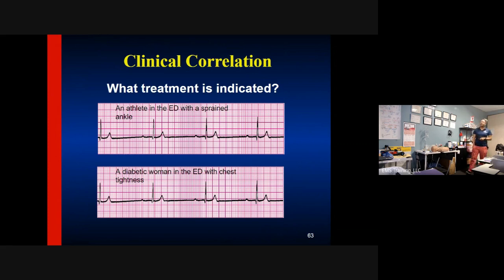So an athlete in the ED with this bradycardia rhythm, with this first degree heart block, probably going to do nothing. But if it's a diabetic woman in the ED with chest pain, definitely going to do something. Probably call cardiology, get a cardiology consult, get a 12-lead EKG, and assess to monitor the patient, get a good history and physical exam.